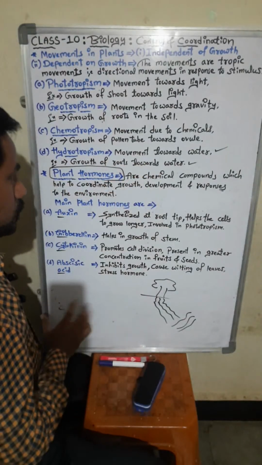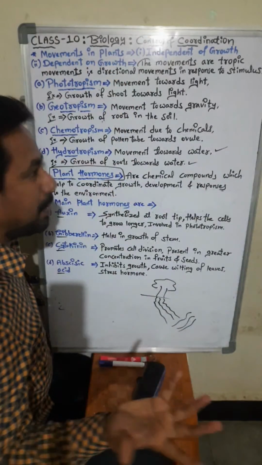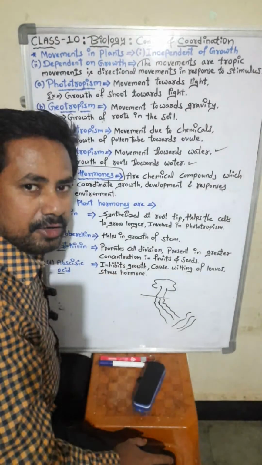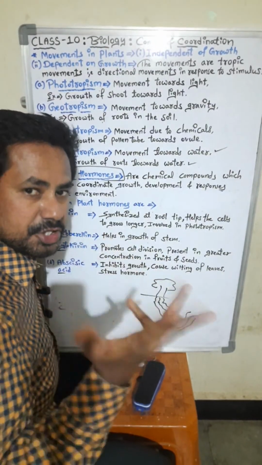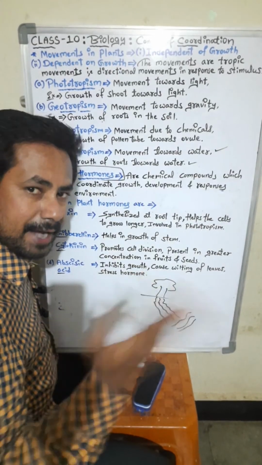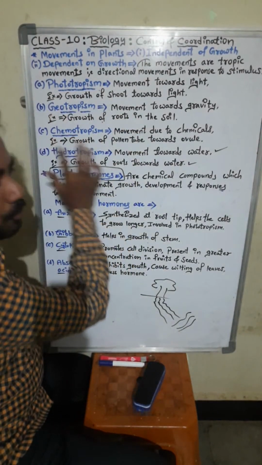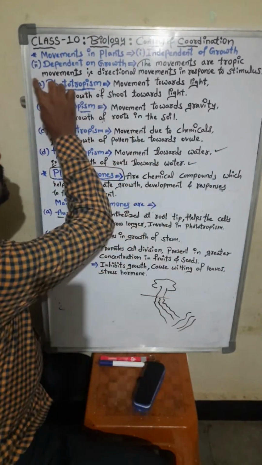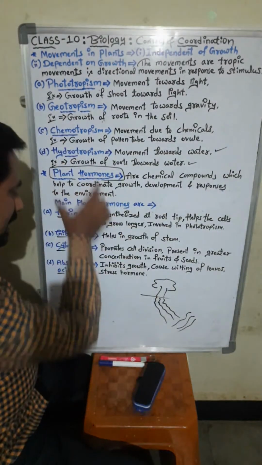Before continuing this topic, just a quick revise. Dependent on growth, movements in plants, directional growth will be there. Four tropisms they have given in your textbook: phototropism, chemotropism, hydrotropism, geotropism. Is it clear? Photo, light; geo, gravity; chemo, chemicals; hydro, water. Growth of plants towards all of this is called what? Dependent on growth. Simple, easy. Okay, clear? Fine. Let's continue.